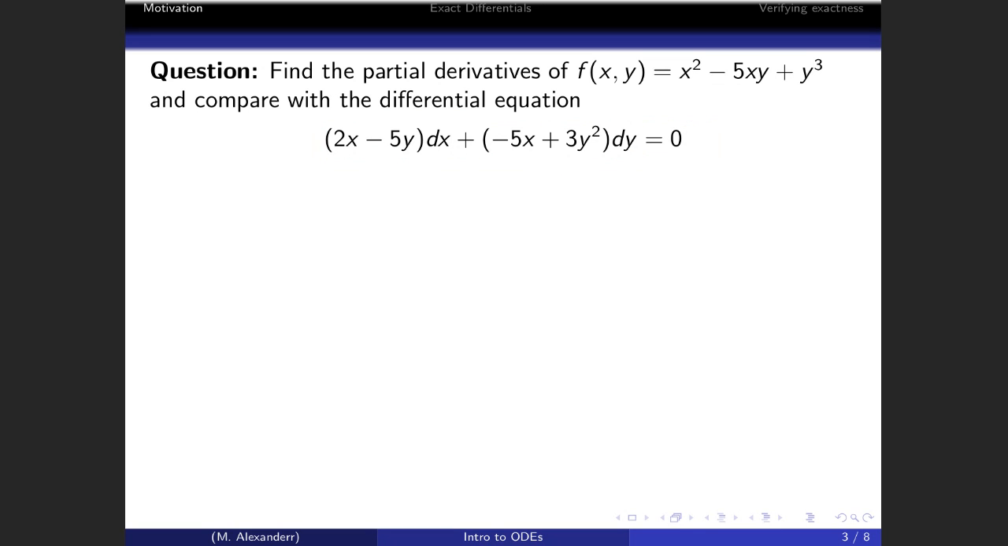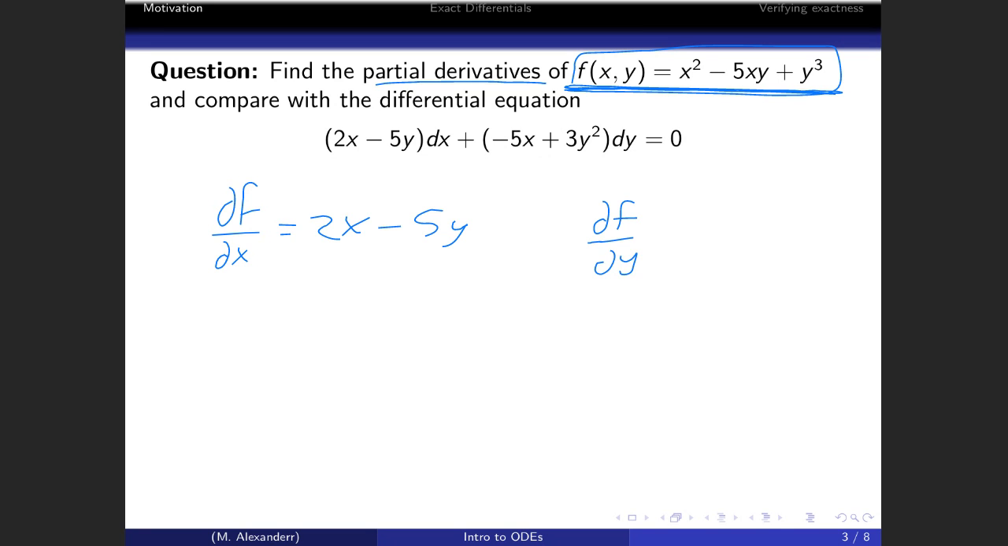So this function f on the very top, this is a function that you would see in calculus 3, vector calculus. And so now the question is asking us to find the partial derivative of this function. All right, so let's just do a little bit of calculus 3 here. So the derivative of f with respect to x. So differentiate the function with respect to x, then you'll get 2x minus 5y. All right, so that's your partial derivative of f with respect to x. And now separately differentiate the function with respect to the y variable. And so the derivative of f with respect to y becomes negative 5x plus 3y squared.